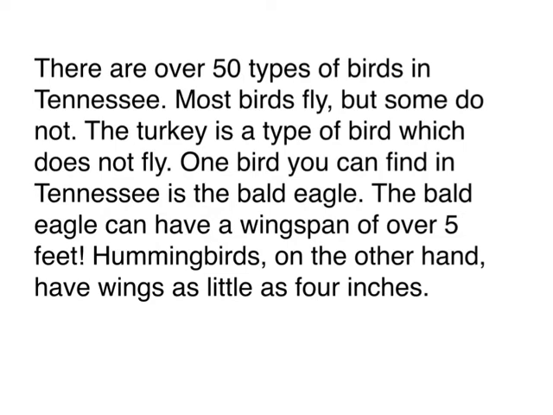Now let's find the main idea of this paragraph. We can start by reading the topic sentence. There are over 50 types of birds in Tennessee. And the main idea is right there, types of birds in Tennessee. We can find the same main idea by finding what's common in each sentence. As we can see, the word bird does show up quite a lot, so we do know that this paragraph is going to be about birds.